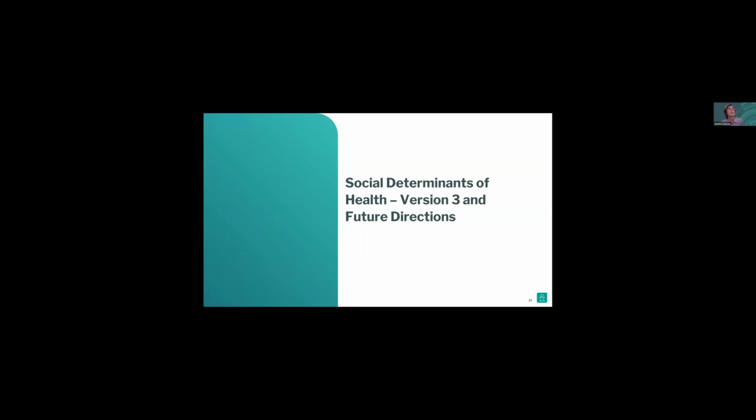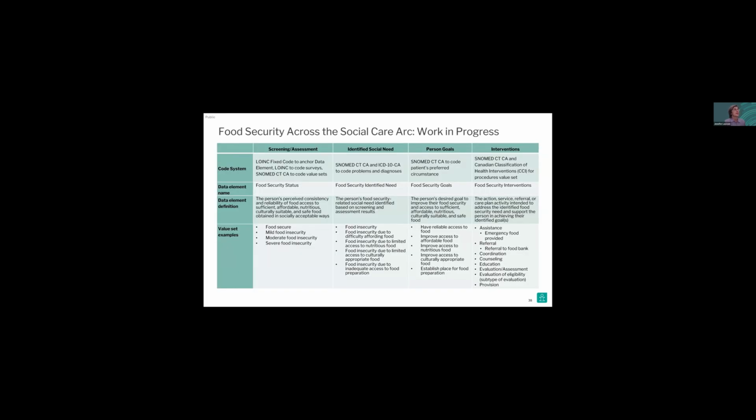The last topic in our presentation ties together the guidance we've explored toward informing how we are presenting ESTO data standards in version 3 and future developments. So with food security as our example, this slide depicts the directions we'd like to go to define data standards for the social care arc, including screening and assessment, identified social need, goals of the person, and interventions. And so the top row here of the table indicates the code system that is applicable to each segment.